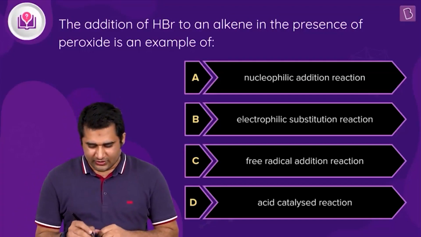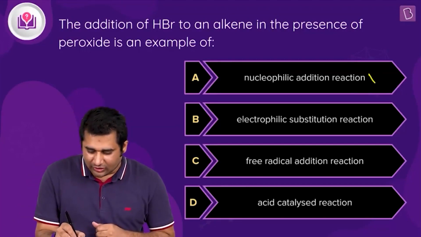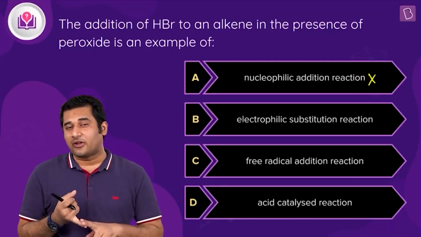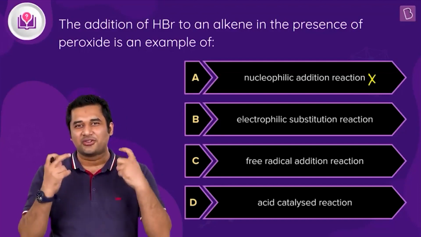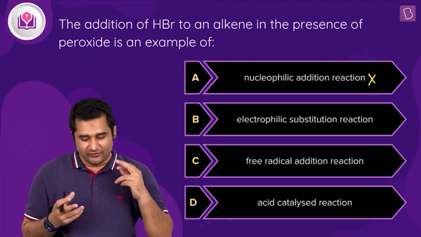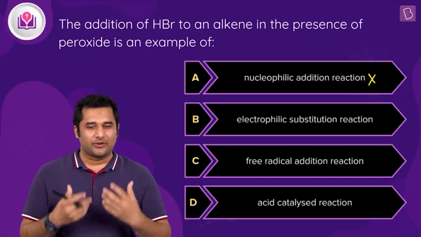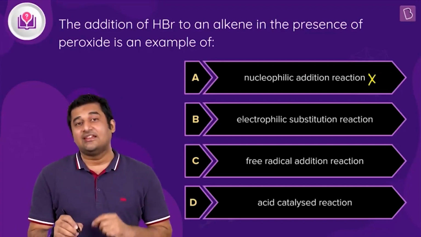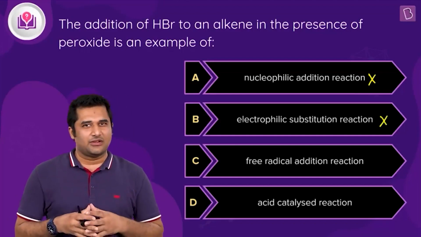All right, so now you can see the options given to us. The first is nucleophilic addition. We know that this is not a nucleophilic addition. We know that this HBr addition in the presence of peroxide is the Kharash effect. It follows anti-Markovnikov's rule for addition, isn't it? In this case, since the free radical mechanism is the one that operates, nucleophilic addition cannot be the right answer. Then the next one is electrophilic substitution. Not at all right. We know that it is a free radical based mechanism.